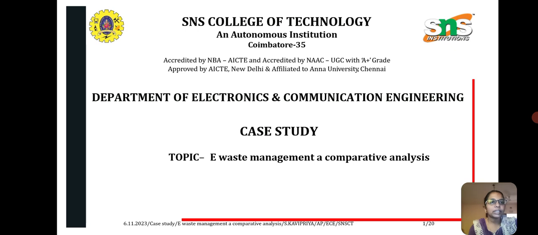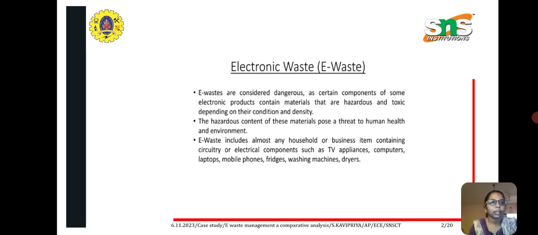Today I am going to deliver a case study topic, E-waste management, a comparative analysis. First, what is this e-waste? E-waste includes almost any household or business item containing circuitry or electrical components, such as TVs, appliances, computers, laptops, mobile phones, fridges, washing machines, dryers, etc. The hazardous contents of these materials pose a serious threat to human beings and the environment.